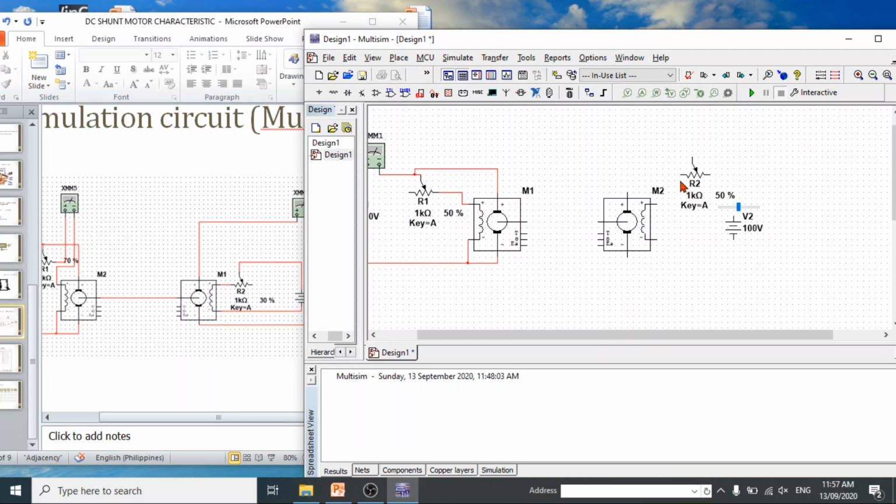Then we connect this in series with the field winding, and then the terminal would be connected to the positive terminal of the source. The negative terminal of the source will also be connected to the other end of the field winding. So it will be connected to here.